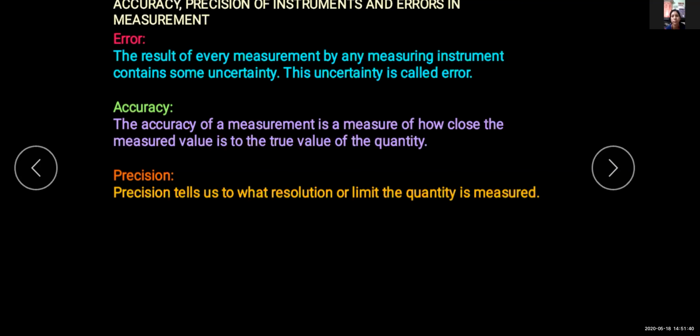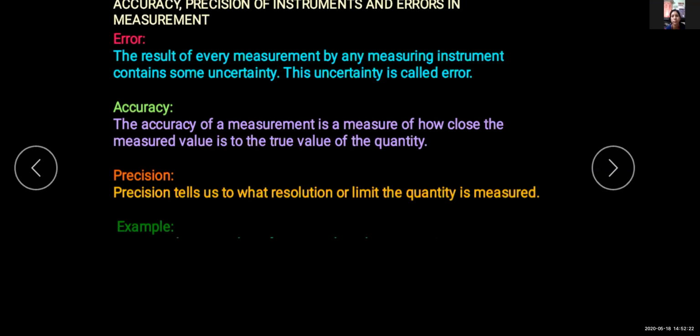In the first case, the value obtained was L1 equal to 1.4 centimeter, while in the second case the value was L2 equal to 1.45 centimeter. So the first value was more accurate because it was closer to the true value than L2. However, L2 was more precise because this value has a greater resolution than the previous value. So this is precision. I hope accuracy and precision are clear to you.